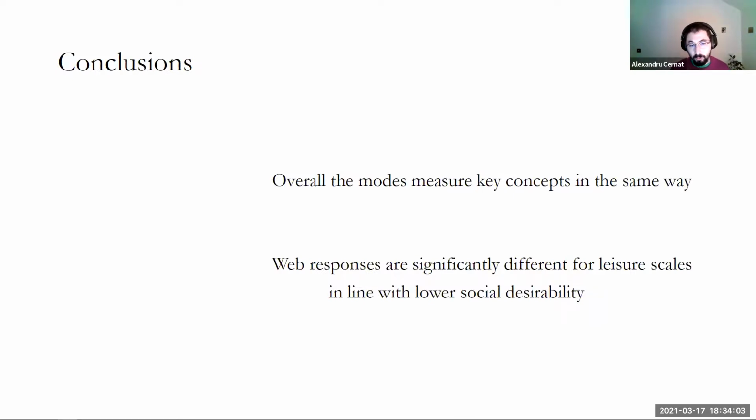So conclusions from the study. Overall, it seems that the modes measure these key concepts in the same way in web, face-to-face, and telephone. There are some few differences in the web responses, and some of them at least are in line with lower social desirability compared to the other modes.